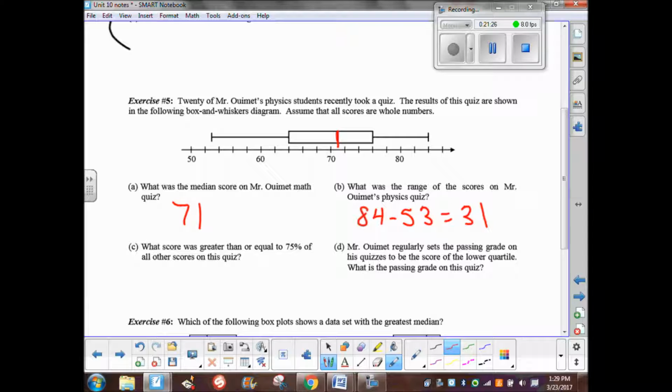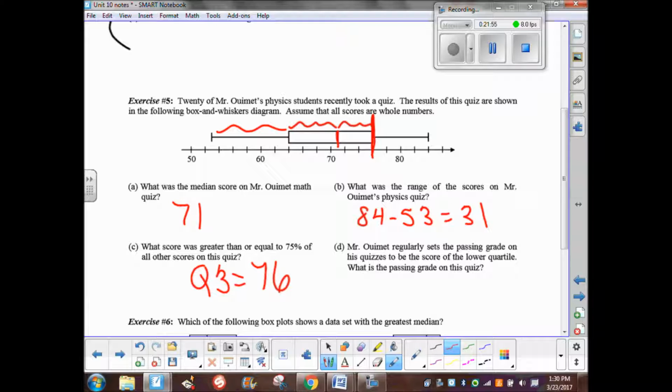And then it says, what score was greater than or equal to 75% of all the other scores? Where is 75% of the data? At what Q? Q3, right? Here's 25%, there's 50%, there we go, there's 75%. What score is that? 76. Q3 is 76.